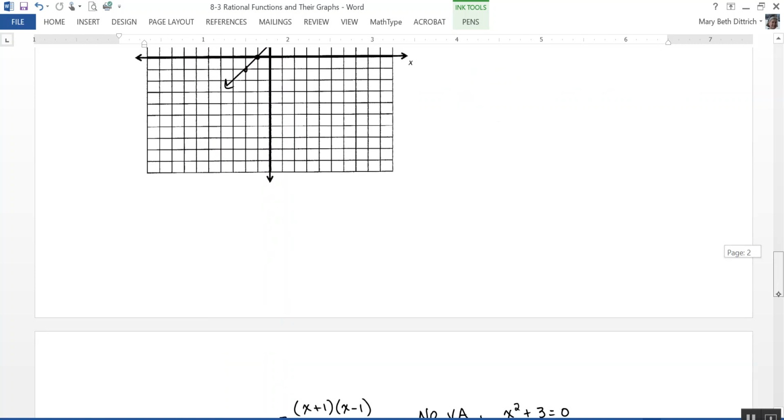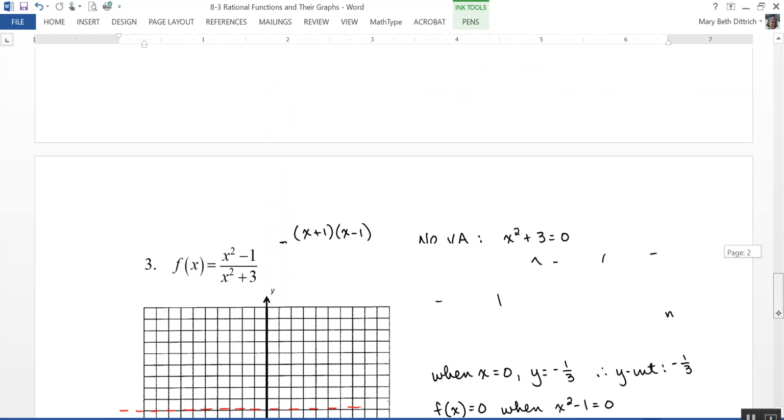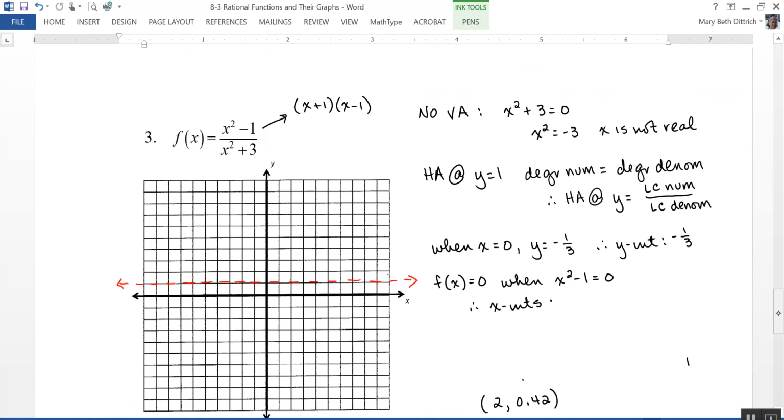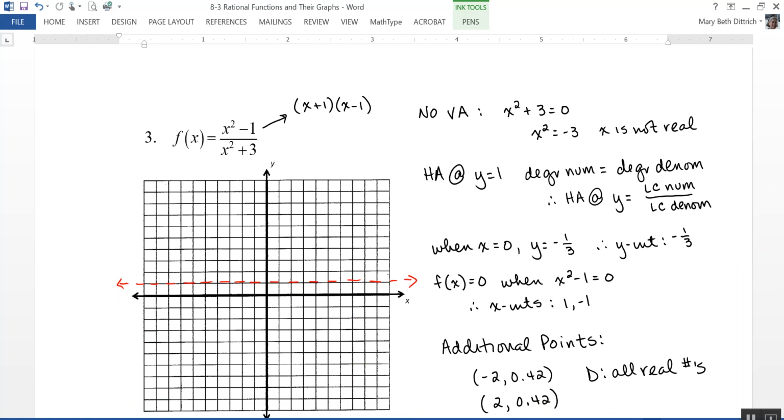Let's take a look at a third example here. Okay, so here we have f of x equals x squared minus 1 over x squared plus 3. I went ahead and factored my numerator. X squared minus 1 is x plus 1 times x minus 1. And looking at my denominator, I'm not going to have any vertical asymptotes, because when I set the denominator equal to 0, x squared plus 3 equals 0, and solve that for x, I get that x is the square root of -3. It's not a real number, so I'm not going to have any vertical asymptotes in this graph.